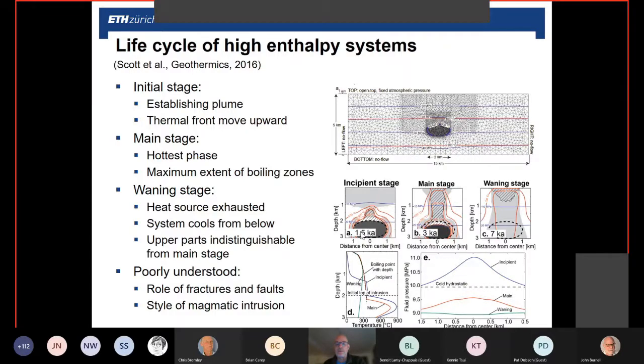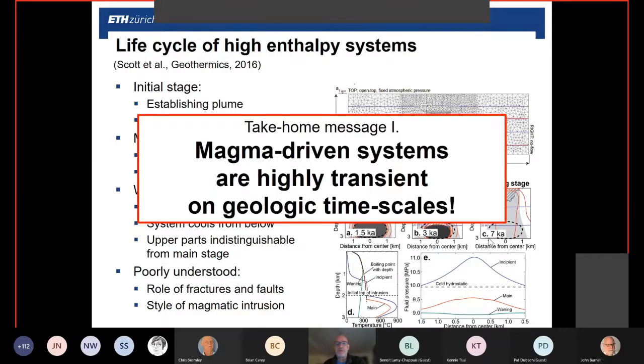But one thing to keep in mind when you see the numbers here: magma-driven systems are highly transient on geologic time scales. It's nothing that's sustainable for 1 million years. It's just a few thousand, maybe a few tens of thousands of years that you're facing here.